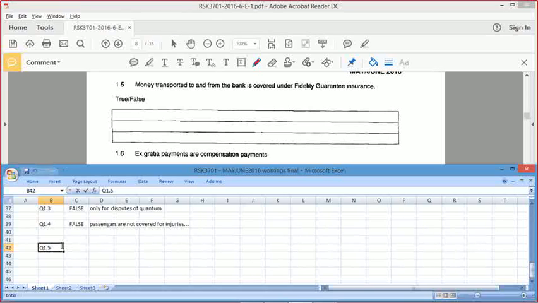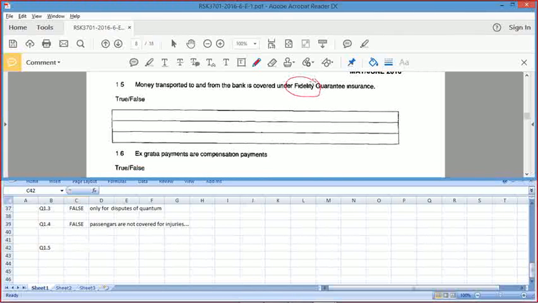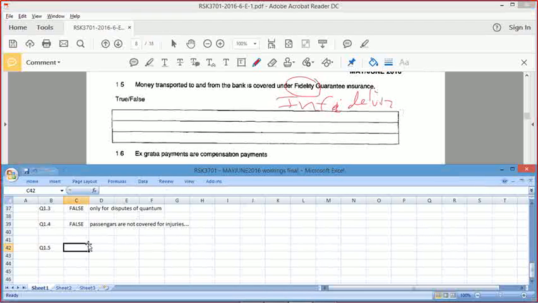This is false. Fidelity Guarantee is infidelity. That means fraud and corruption. I'm not even following my own rules. Remember, when you see that word, you think infidelity. That was what we remembered it with. So yes, this is false. Sorry, mistake there. Fidelity Guarantee insurance is cover for fraud and corruption. Basically, fraud when employees are stealing from the business, theft of money and goods from the business by employees.